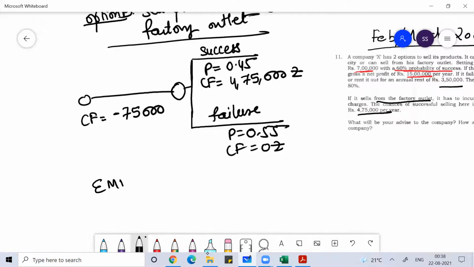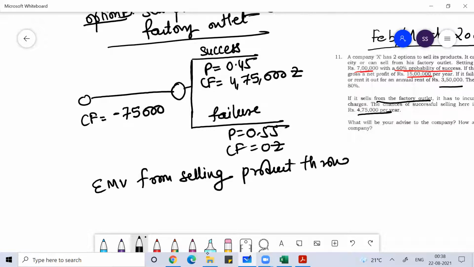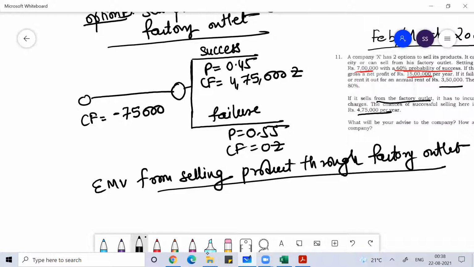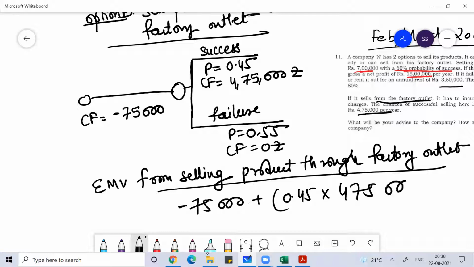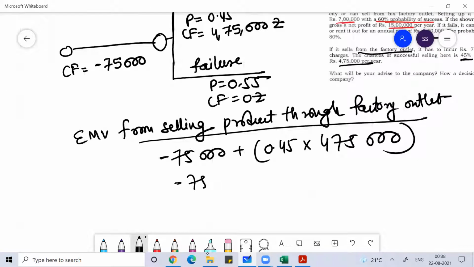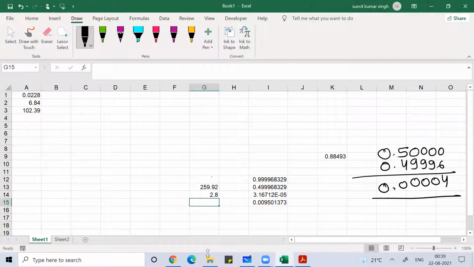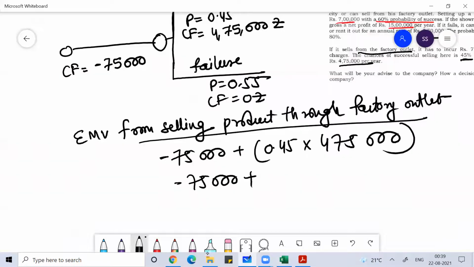Economic value here is how much? Economic value from selling product from factory outlet. What will be economic value? So you're putting 75,000 rupees plus 45% is the probability that you will get 4,75,000 rupees. Economic value: minus 75,000 plus 4,75,000 into 0.45. So 4,75,000 into 0.45 is 2,13,750.